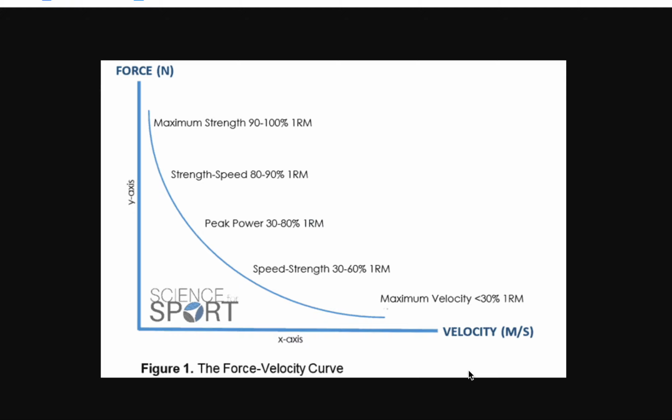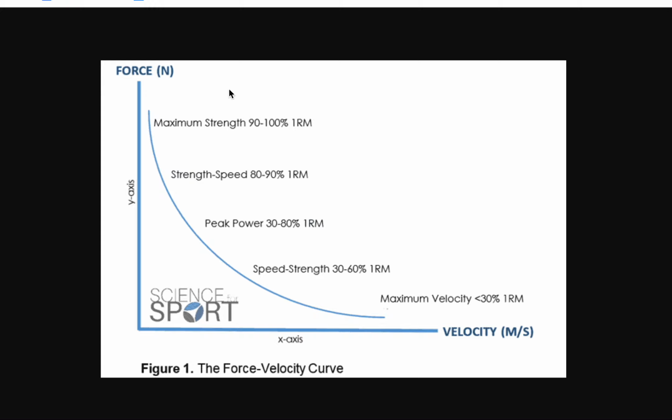Quick rundown of why we're doing what we're doing. This is called the force velocity curve. And you've got an x-axis and a y-axis. Basically, this is the amount of force, as you can see on the y. This is the speed that we do it. We typically live right here.